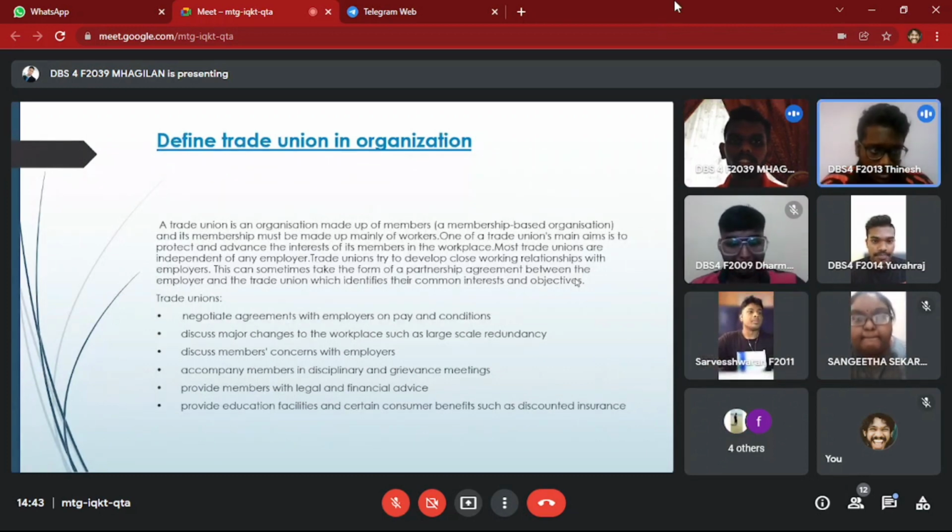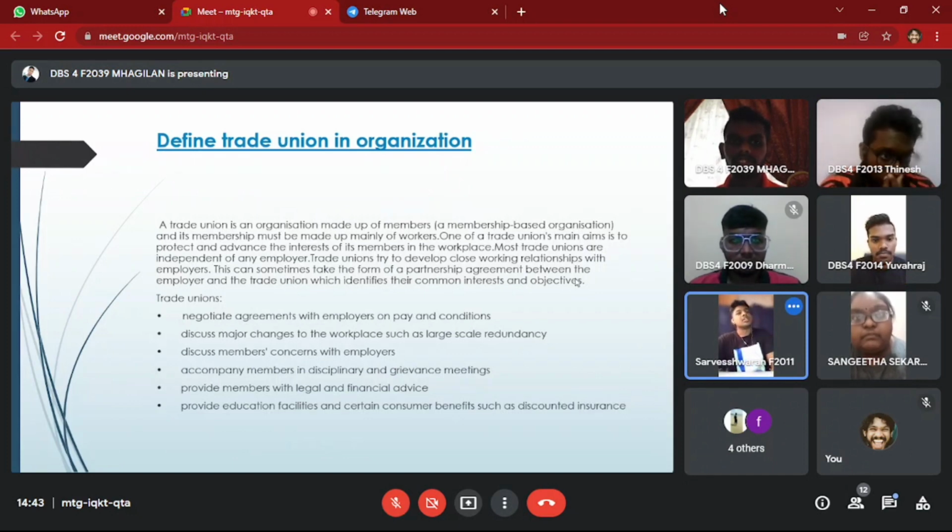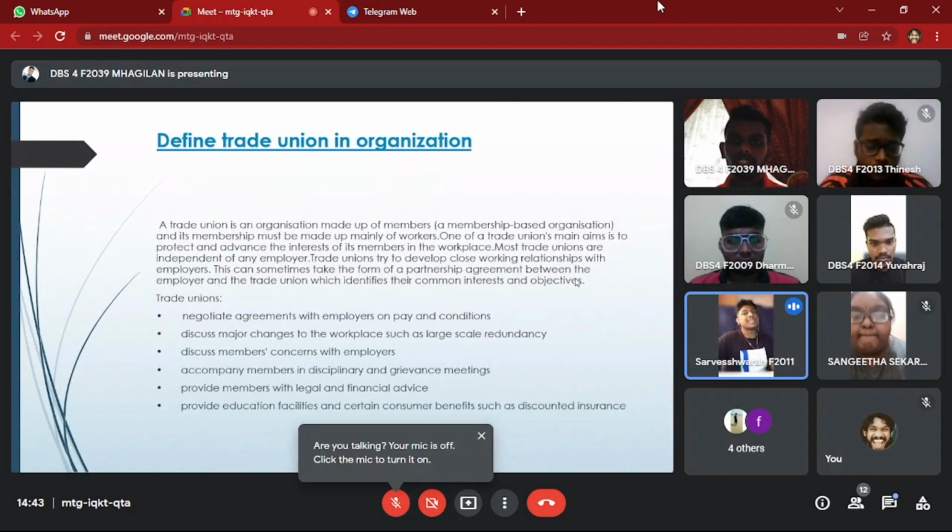Hey Sarvesh, my name is Sarveshwaran. So, I'm going to define trade union in organization. A trade union is an organization made up of members. Basically, it's like a membership for workers. One of the trade union's main aims is to protect and advance the interests of members in the workplace.